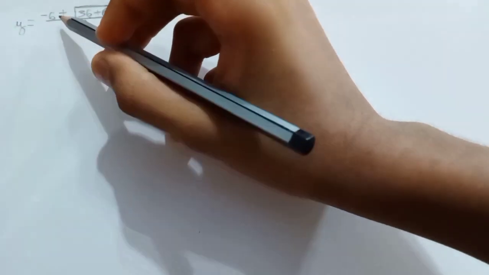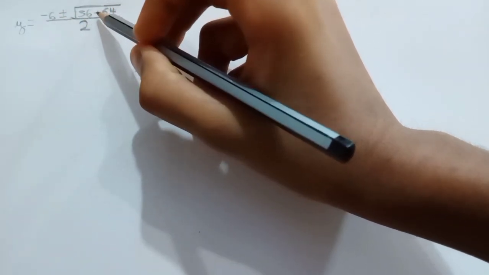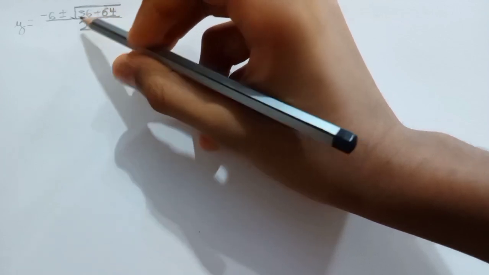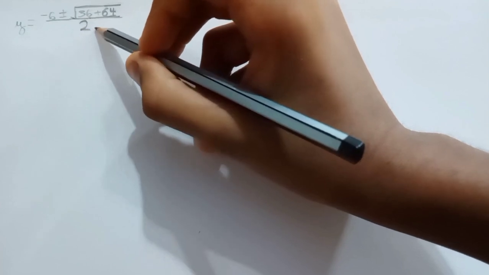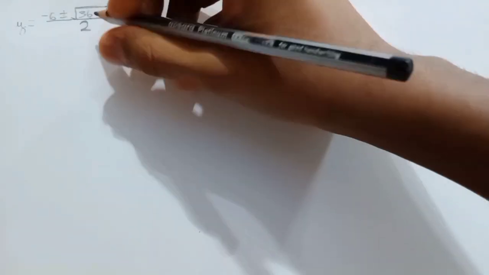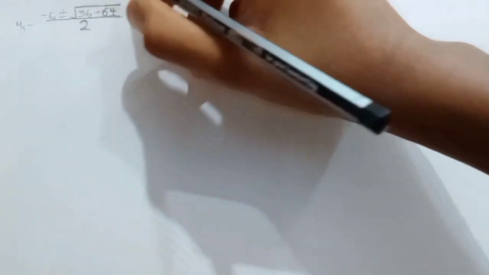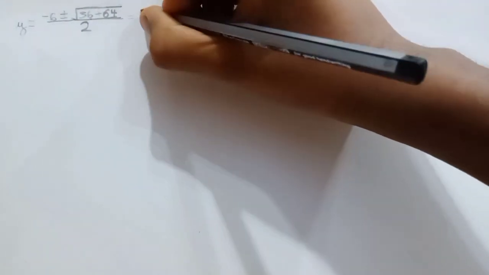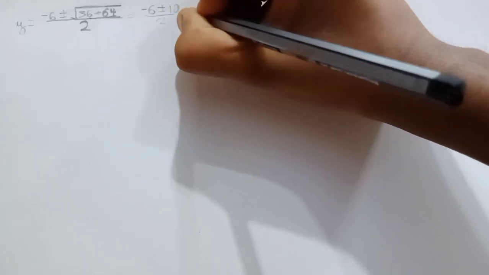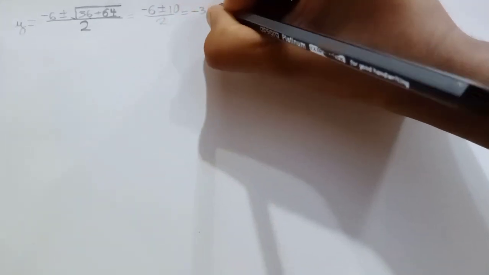We have y is equal to negative 6 plus or minus root of 6 squared minus 4 into 1 into negative 16, which gives plus 64, by 2 into a, which is 2 into 1. So if you simplify this, you know that 36 plus 64 is 100. And the root of 100 is 10. So we have negative 6 plus or minus 10 by 2. If you divide the numerator and denominator by 2, you have negative 3 plus or minus 5.